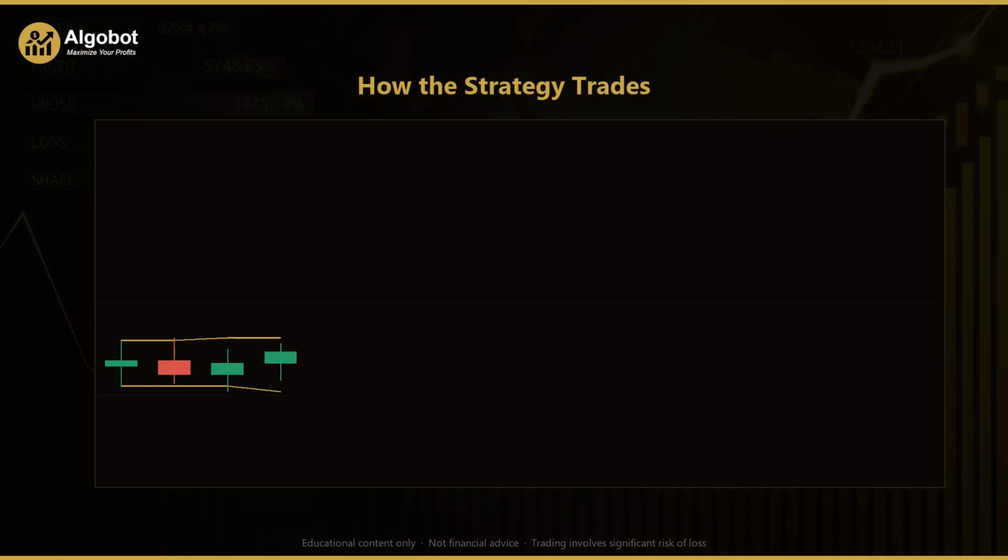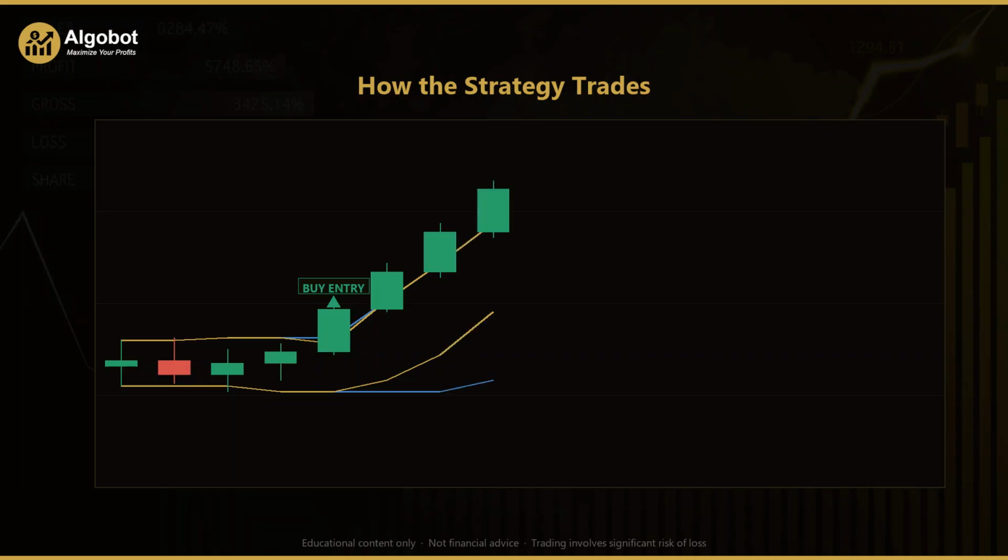Let's bring it all together on this illustration. On the chart, you can see 2 pairs of lines drawn from price itself. The wider blue lines are the entry channel, the highest high and lowest low of recent bars, and the narrower gold lines are the faster exit channel that trails each trade. Watch the left side first. Price is consolidating in a tight range, drifting between the blue boundaries while the channel stays flat.